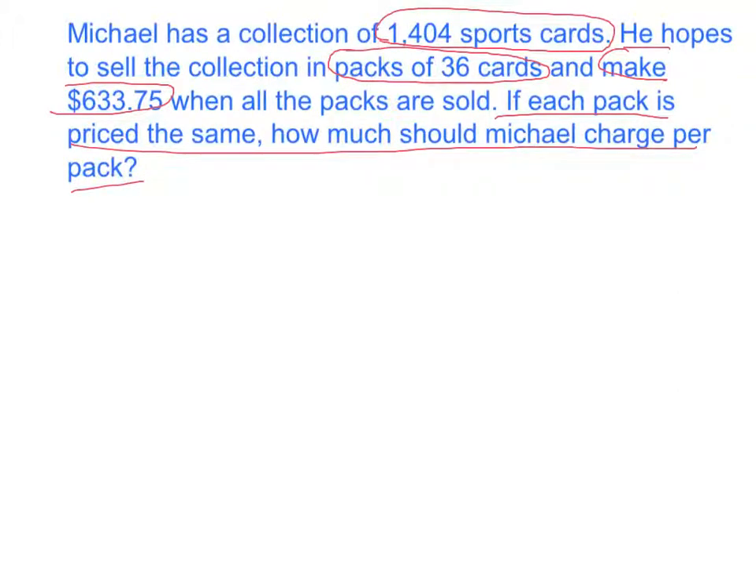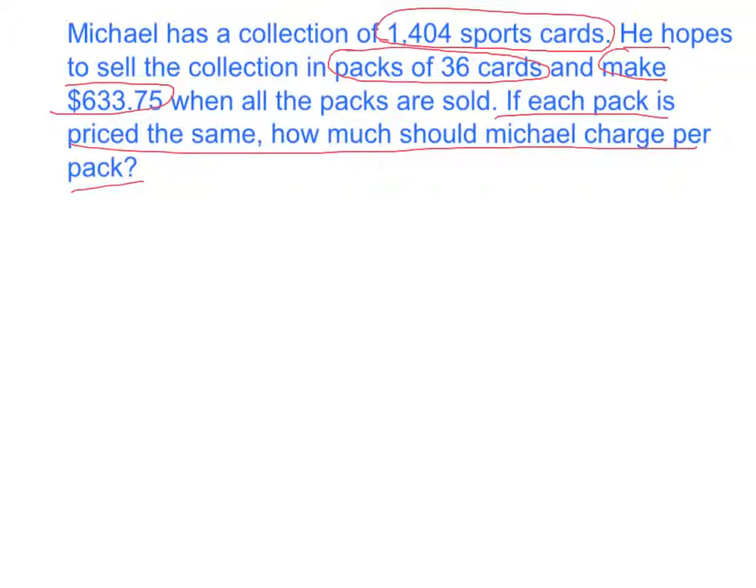All right, so I've circled and underlined everything I need to do. So there are 1,404 sports cards. Michael wants to sell them in packs of 36 cards, and when everything is done, he wants to have $633.75 in his pocket. So he's going to be a rich guy. So again, the question we need to answer is, if each pack is priced the same, how much should Michael charge per pack? What's he going to sell those packs of 36 cards for to make his money?